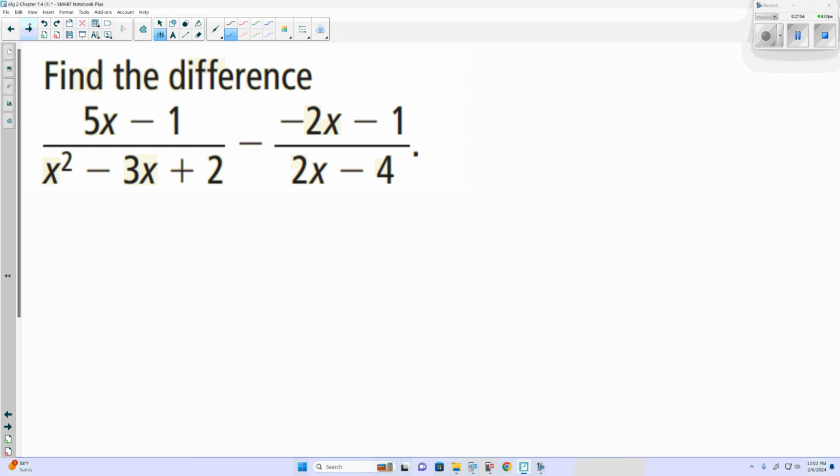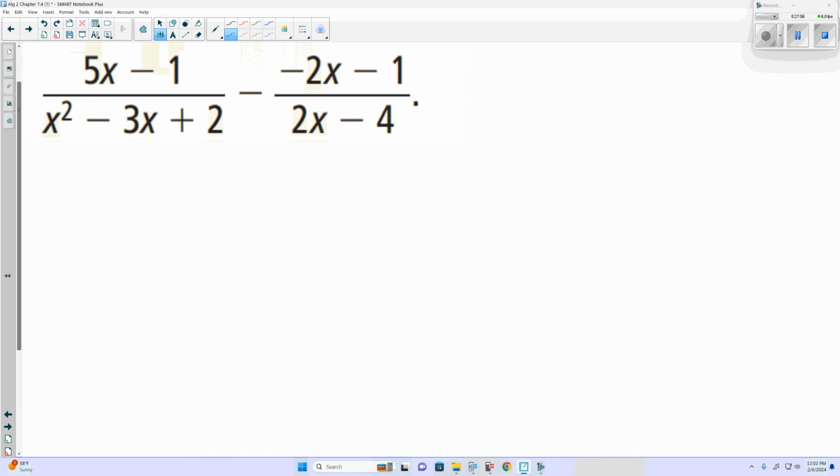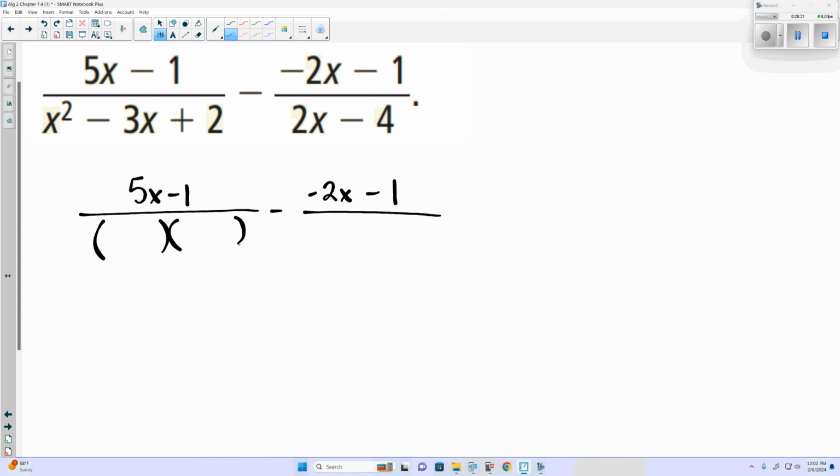5x minus 1 over x squared minus 3x plus 2 minus negative 2x minus 1 over 2x minus 4. And again, the first thing we need to do with both of these here is to factor the denominators. We need to factor them down so we can see what we need to do to make them be the same. For x squared minus 3x plus 2, there is no greatest common factor between these three terms here. So we do our 2 sets of parentheses because there are 3 terms, and we do have a quadratic.